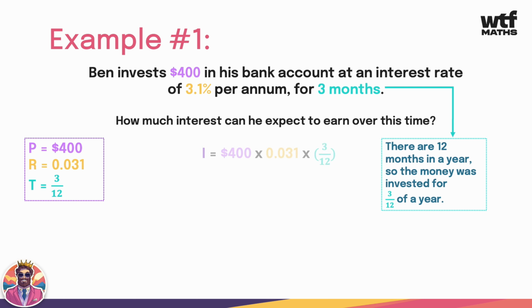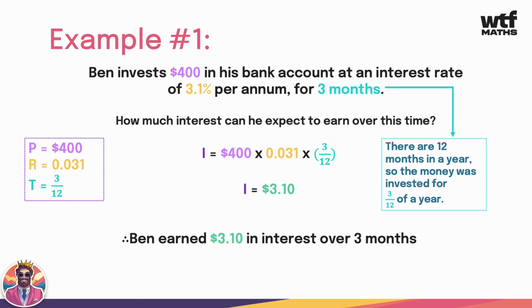If we substitute these numbers into our formula and we grab our calculator, please make sure you put brackets around the 3 over 12. Otherwise you might get very weird answers because of BIMDAS. So if you're going to use your calculator, make sure you type it just as you see it: 400 times 0.031 times bracket 3 over 12 close bracket. If you type that in correctly, you will get $3.10. So Ben earned $3.10 in interest over these 3 months.